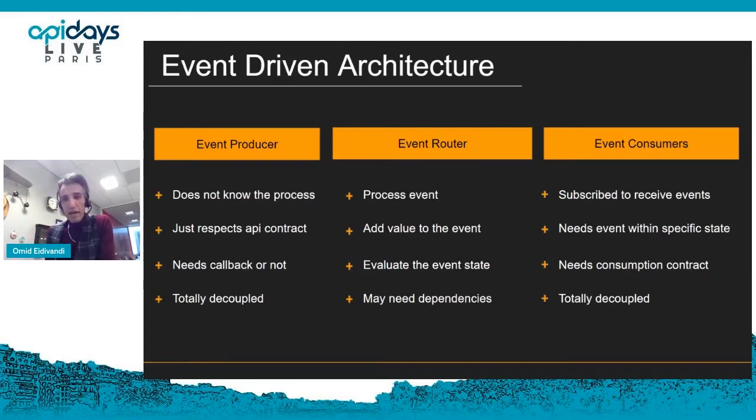And on the right-hand side, we have the consumers. These consumers are officially subscribers to the processing part, the router part. And they're subscribed to receive the event within a specific state. Outside that state, they don't care about that event. They also need a consumption contract, which is versioned and also well documented. As with the producer, they're totally decoupled from the processing part. They know just the state.